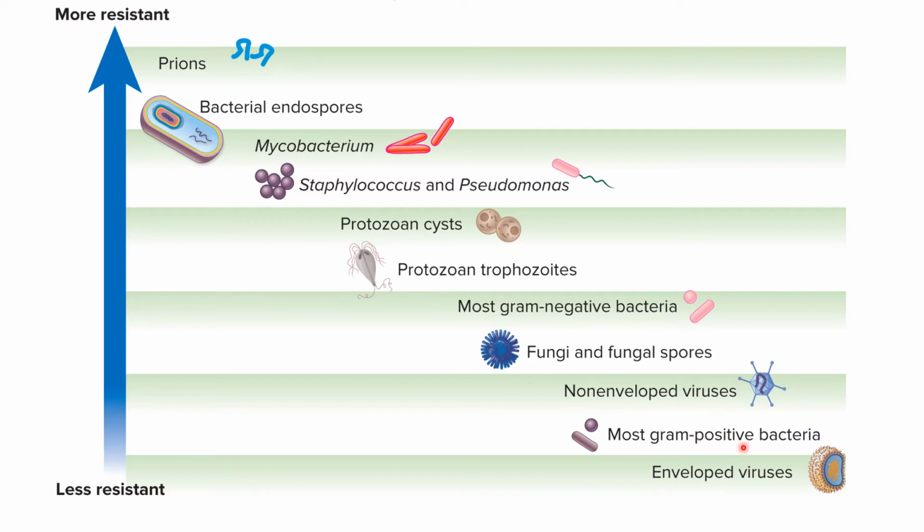If you compare most gram-positive bacteria to gram-negative bacteria, you can see that gram-positives are less resistant than gram-negatives. The reason is that gram-negatives have that outer membrane. And then the least resistant would be the enveloped viruses.